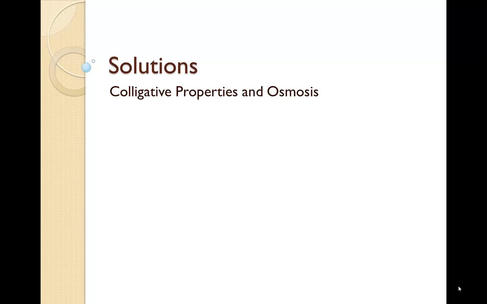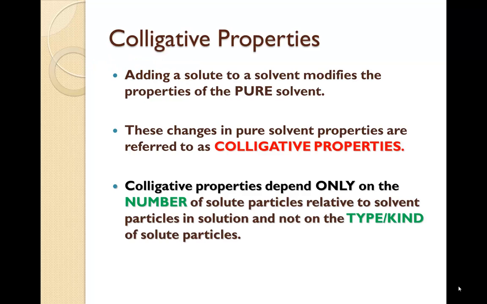In this tutorial, we will be discussing colligative properties and osmosis. Adding a solute to a solvent modifies the properties of a pure solvent. These changes in pure solvent properties are referred to as colligative properties. Colligative properties depend only on the number of the solute particles relative to the solvent particles in solution, and not on the type or the kind of solute particles.